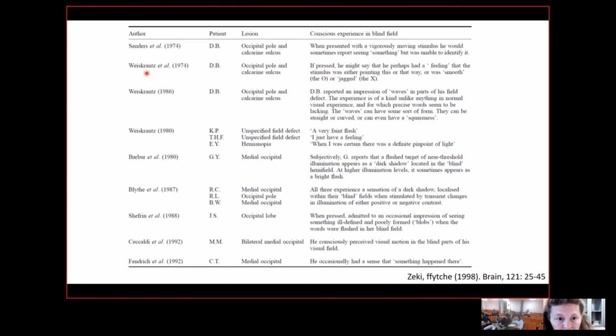But there are other cases. Here is a collection of examples with different patients in which they have presented several types of stimuli in their blind visual field, and they reported something under certain circumstances. For instance, here, vigorously moving stimuli, they report consciously that they saw something. So let's say a flash of light, a pinpoint of light, a dark shadow, changing the names, but what they report is the conscious content of something.